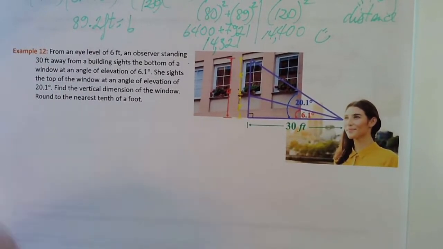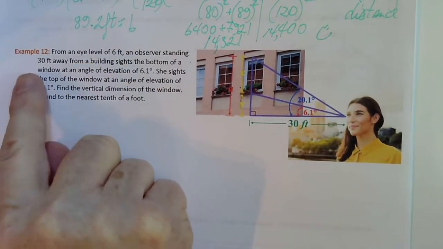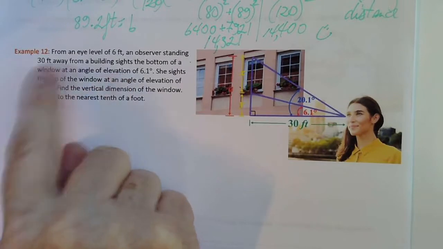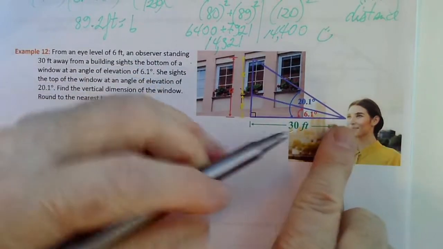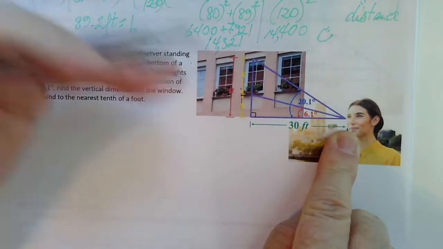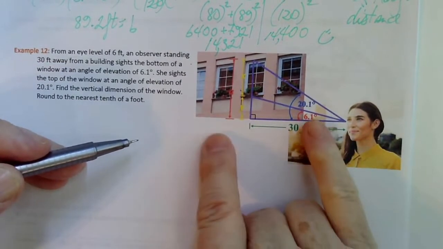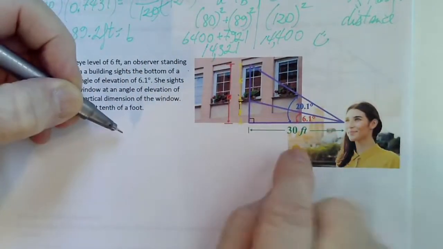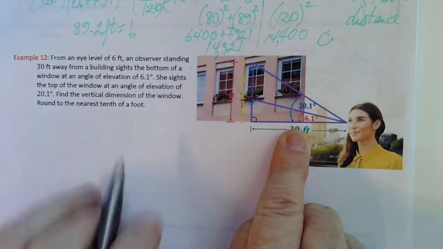The next example, from an eye level of 6 feet, an observer standing 30 feet away from a building sights the bottom of a window at an elevation of 6.1 degrees. So that means that the window is above her, and it's an angle of elevation, it's above, and the horizontal is her eyesight, her eye level. So with respect to her eye level, we're going 6.1 degrees up, and we get to the bottom of the window.